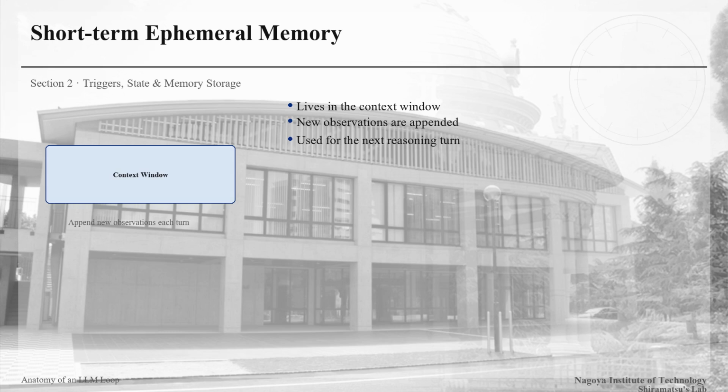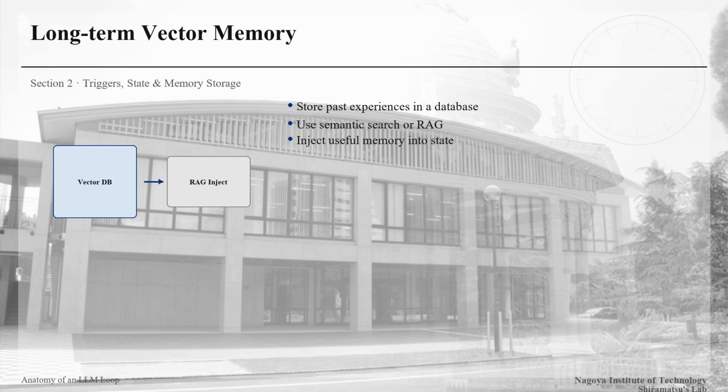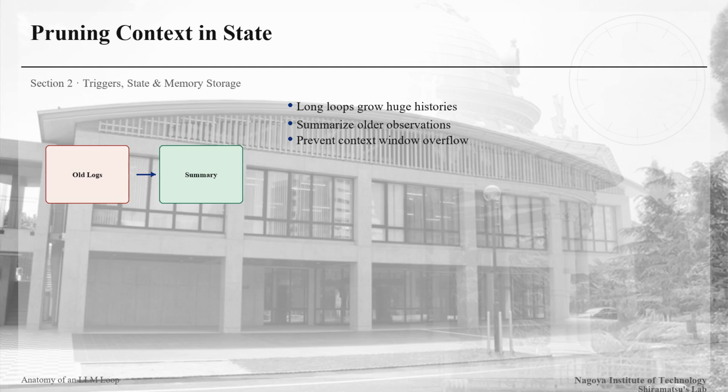Short-term memory lives in the context window, where new observations are appended dynamically. Long-term vector memory can retrieve past experiences with semantic search and inject them into the current state. In long loops, old observations are summarized or pruned so the context window does not overflow.